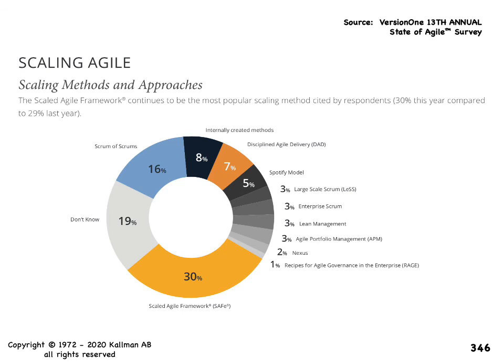Now, in the 13th report, you'll see that scaled agile has now bumped up to about 30%. 19% don't know what they're doing with scaling Agile. I find that very humorous. Scrum of Scrums is still in there at double digits at 16%. Internally created is continuing to decrease and is now down to 8%. DAD, Disciplined Agile Delivery, is up to 7%.